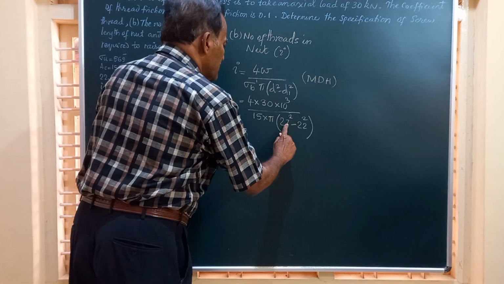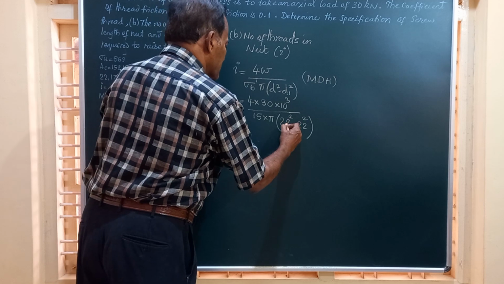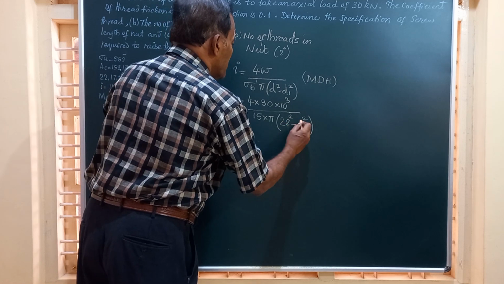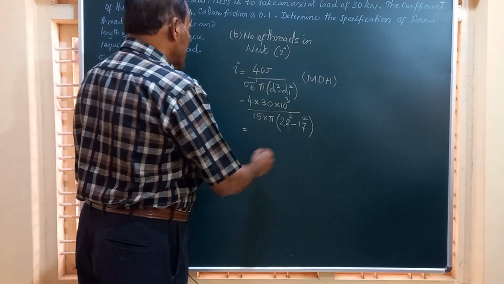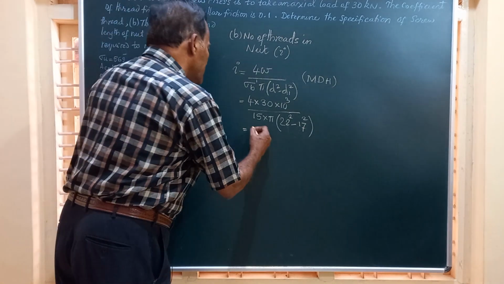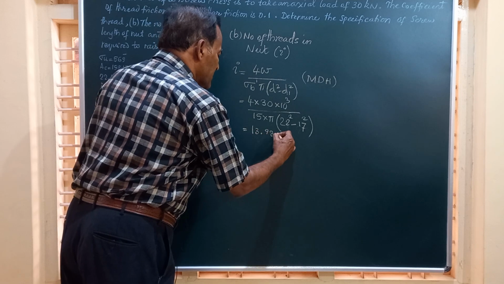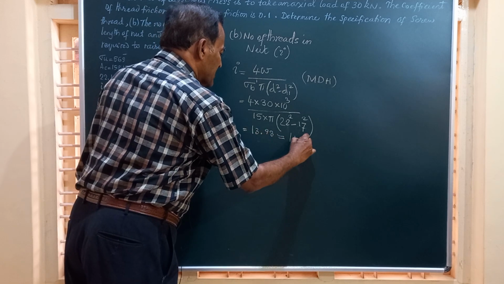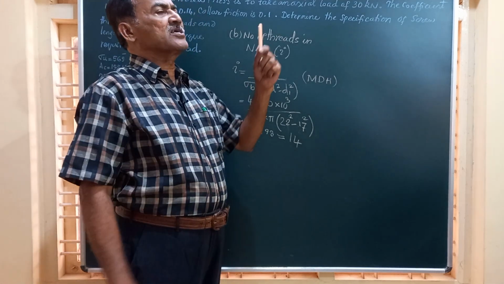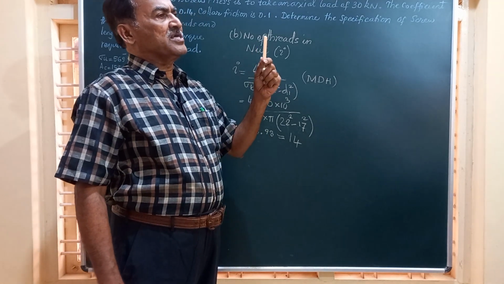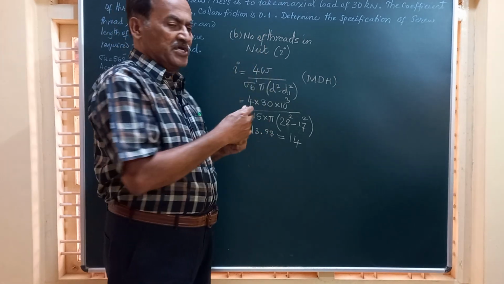Friends, if you simplify, you get the answer I as 14. This is 22 and 17. I'm sorry, this is 22 and 17 it should be. So with the simplification you get I is equal to some 13.98, say I is equal to 14 threads. That is, to take up this load of 30 kilonewton, the number of threads in the nut should be 14.